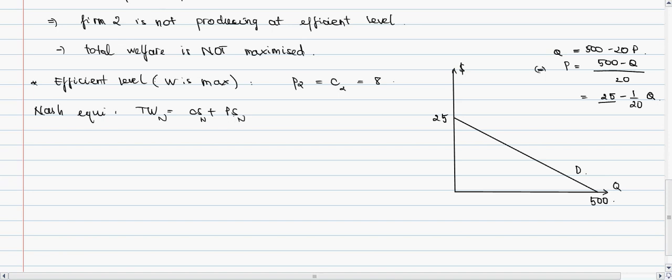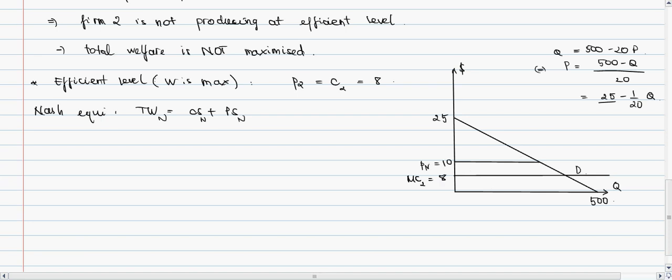Now, how do I find the consumer surplus and the producer surplus in the case of Nash equilibrium? So I know that in the case of Nash equilibrium, the firm is charging a price equal to 10. So I'll say 10 is somewhere, for example, here. So this is the price in Nash equilibrium, and it's going to be equal to 10. Alright, so the marginal cost for the firm is going to be equal to 8. So I'll say it's somewhere here, for example. So this is the marginal cost for firm 2, which is equal to 8.